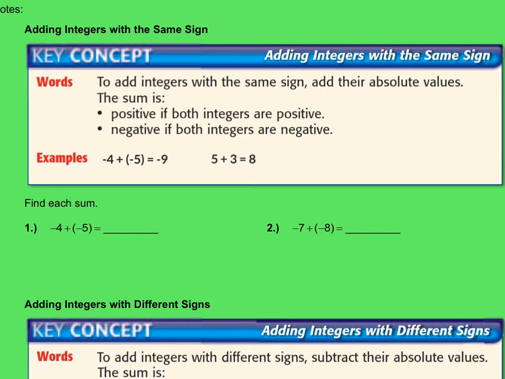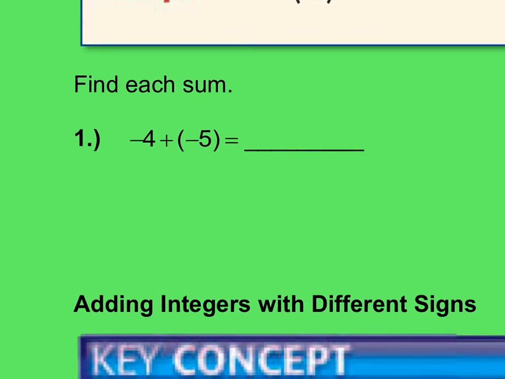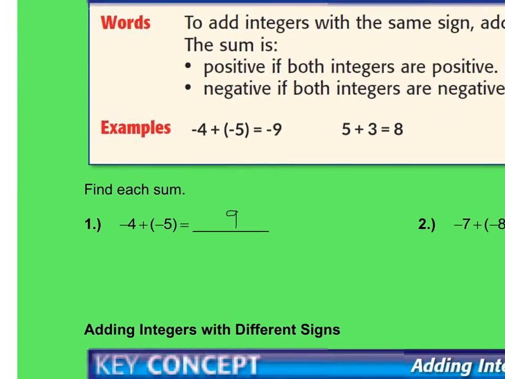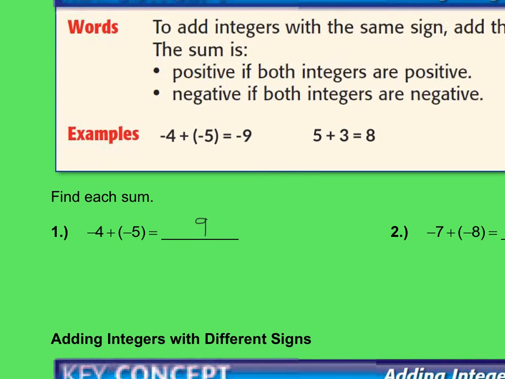And here we have a couple examples. What this means here is we have negative 4 plus negative 5. We have two negative numbers. So what that means is we just add them up. 4 plus 5 is 9. And when you read our rule here, they're positive if both are positive, negative if both are negative. Those are both negative, and there's our answer. So when you're adding negative numbers, if they're both negative, you just add them up and call it negative.